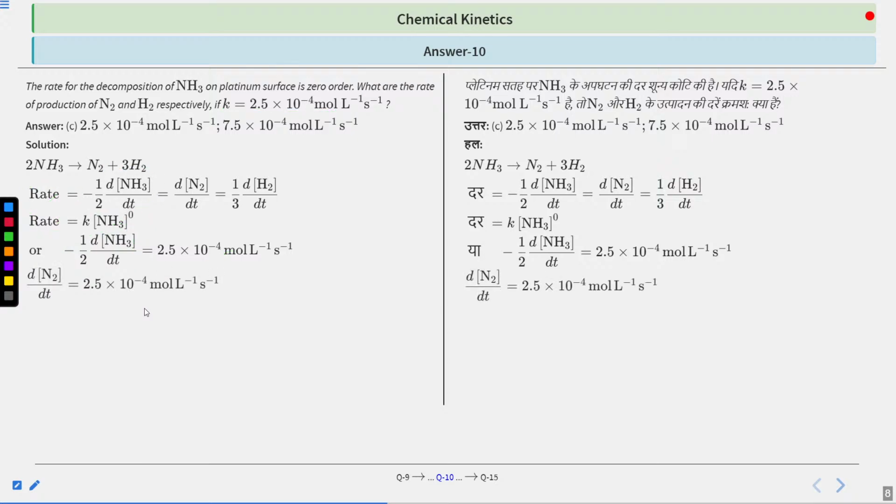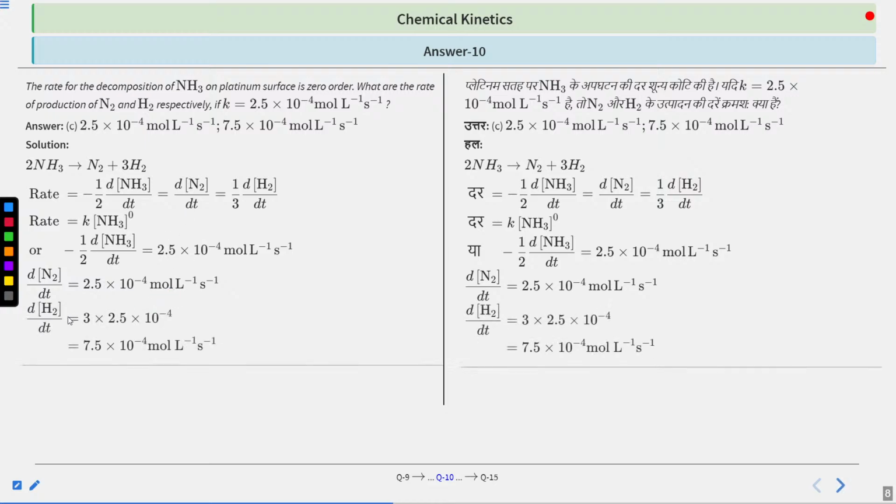Okay. Now if you just simplify this further, then you will get for dN2 by dt also, because this has been asked, the rate of production of N2. So it will be dN2 by dt. Just equate this, you will get as it is. Now what about dH2 by dt? For that you have to multiply this 3 with the given value, and that will give us 7.5 into 10 to the power minus 4 mole per liter per second. Okay, moving on to the next question.